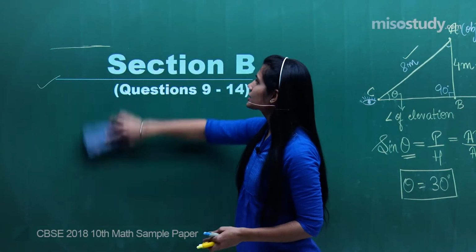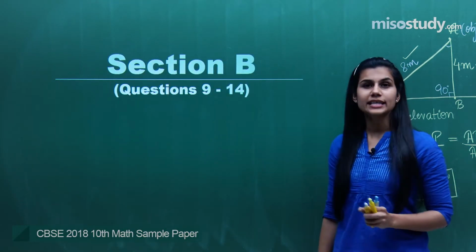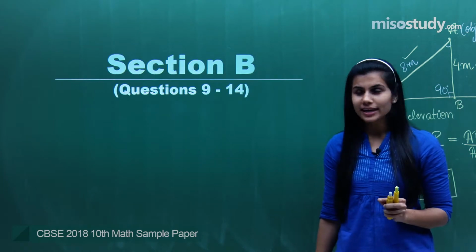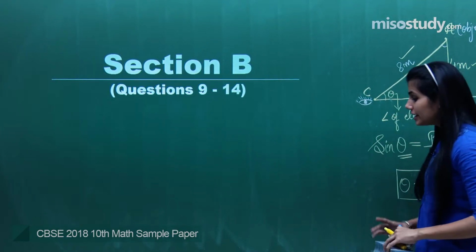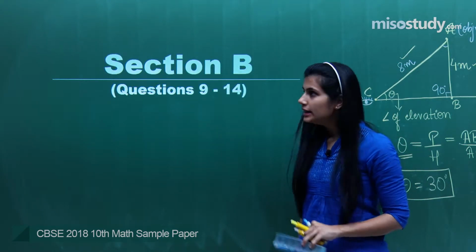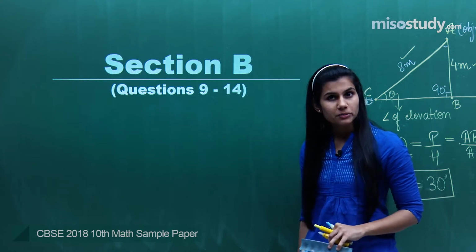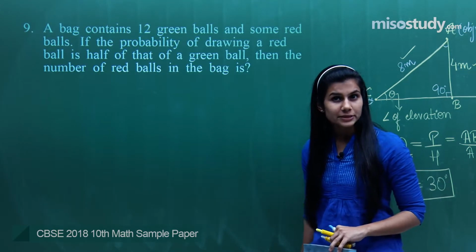Let's increase our discussion to a notch higher and discuss questions in section B. Is that okay? Now that we have to discuss questions in section B, these questions constitute from 9 to 14, okay? These are the questions which are there in section B. Let's see what happens in the case of question number 9.